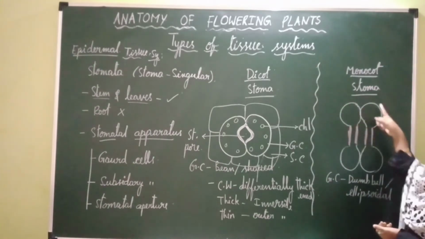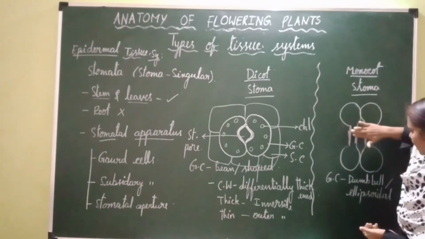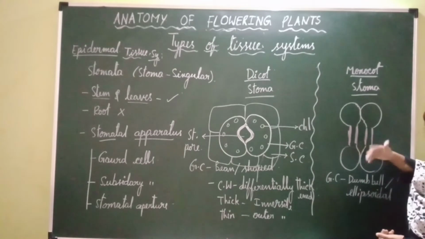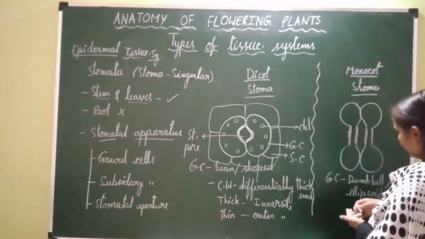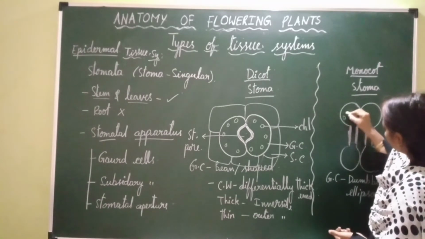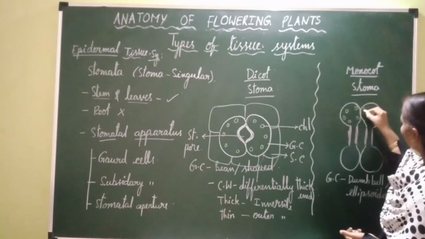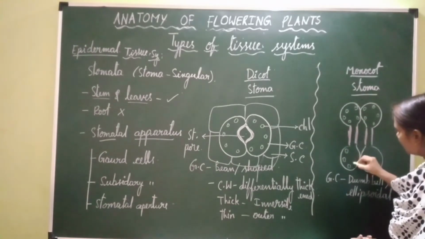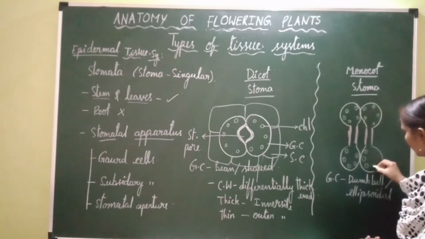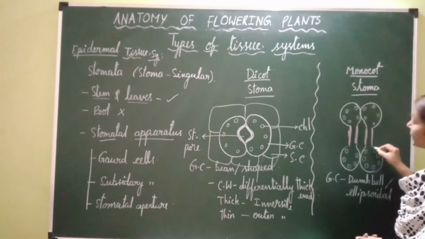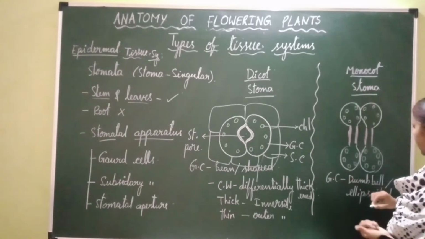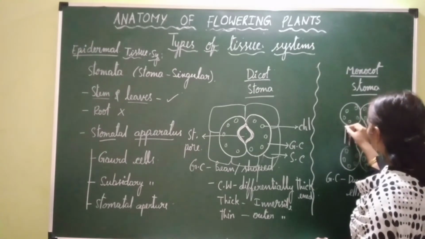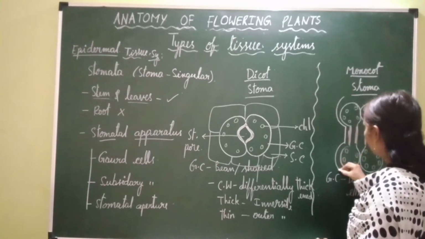So this is the peripheral part of the guard cells, right? And this is the center part of the guard cells. The center part of the guard cells is thick. The peripheral part towards the outer side is thin. So it is again differentially thickened, and these guard cells also consist of chloroplasts, and hence are also involved in performing photosynthesis, and due to the presence of chloroplasts they are also green in color. So the only green colored cells present in the epidermis are guard cells, and the only cells involved in performing photosynthesis in epidermis are guard cells, right?